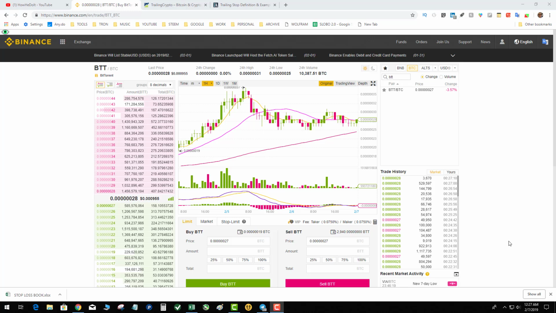Looking at the chart on Binance, it's trading sideways. It seems to have found some support. If you look at the line, it could touch down to 25, but we're holding pretty steady on the MA25. But really, there's not enough data to make a super good call about that.